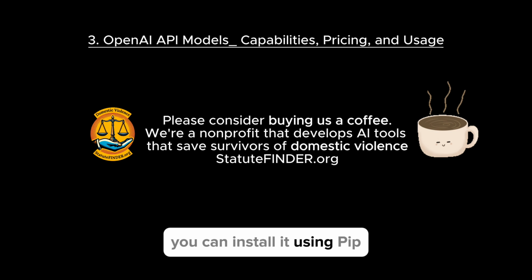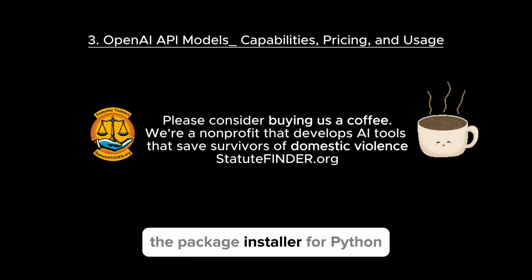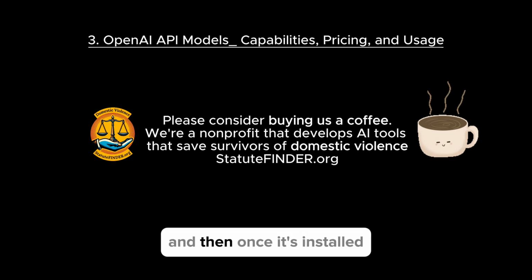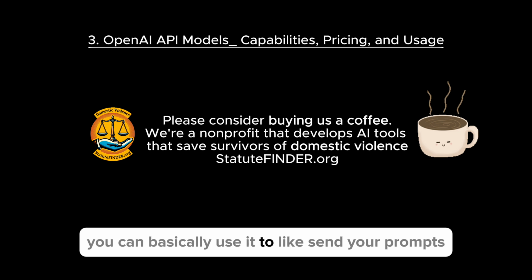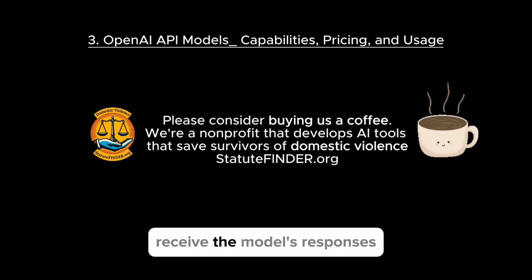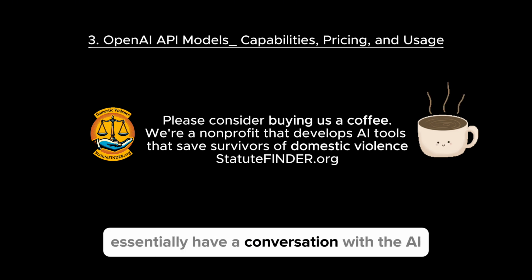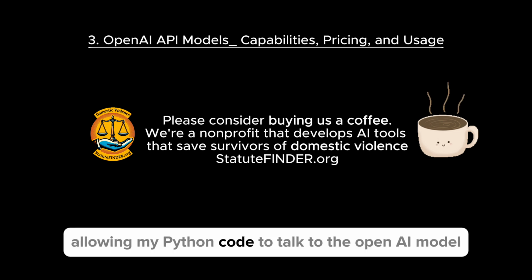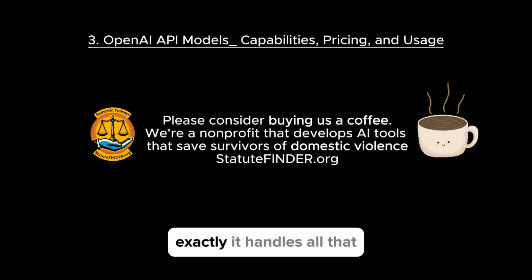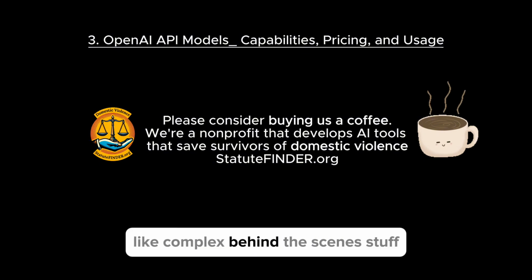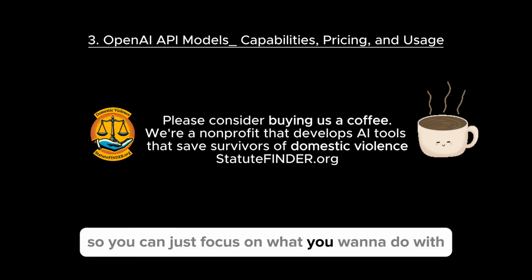You can install it using pip, which is the package installer for Python. And then once it's installed, you can basically use it to send your prompts, receive the model's responses, essentially have a conversation with the AI. So the library is acting as a translator, allowing my Python code to talk to the OpenAI model. Exactly. It handles all that complex behind the scenes stuff, so you can just focus on what you want to do with the models.